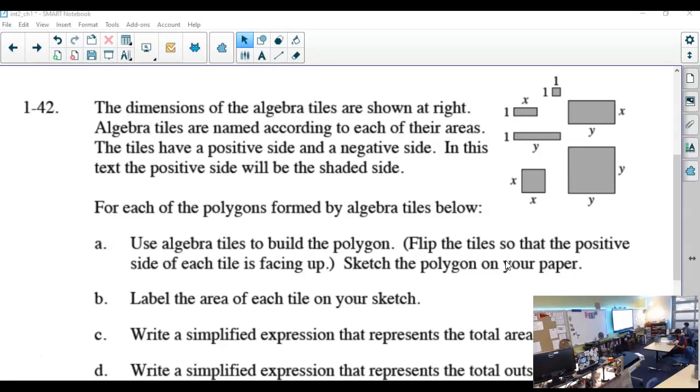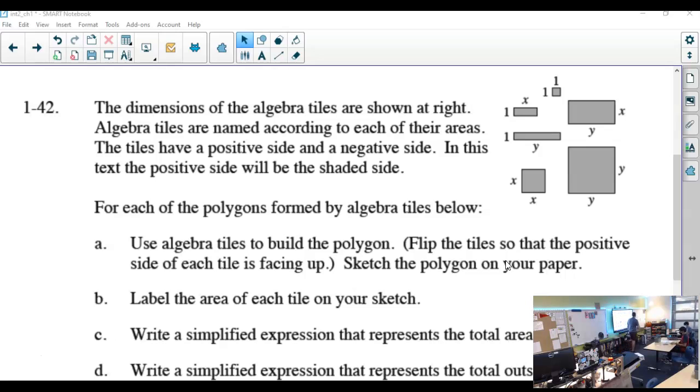Now make the nicest shape that you can, the nicest one solid shape. And we want blue to be up on all of them so we don't get confused, because red is going to represent negative area. So red should not be up.